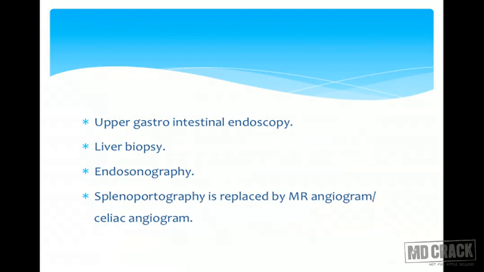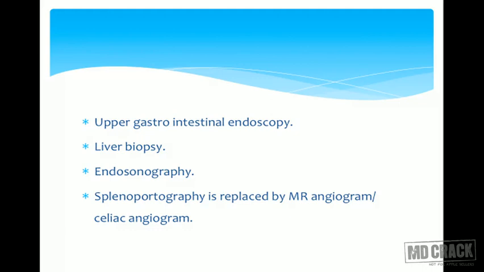Upper gastrointestinal endoscopy is diagnostic for varices. It should be done in every case of portal hypertension to know whether varices have formed, or if there is presence of portal gastropathy. Liver biopsy is done to find out the cause of liver cirrhosis. Endosonography can be done for complications of portal hypertension or varices, like stricture of the esophagus, or where there is erythema or thickening at the lower end of the esophagus.